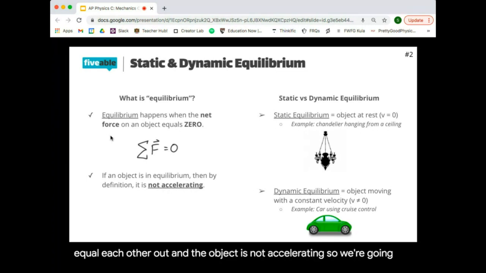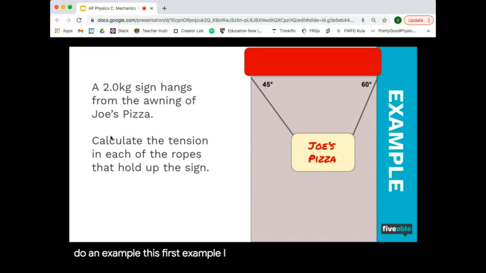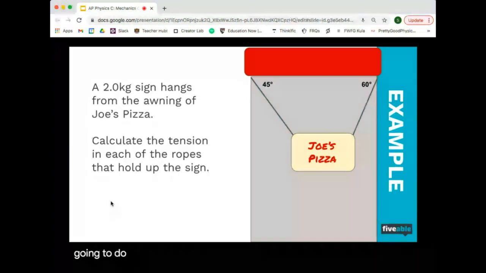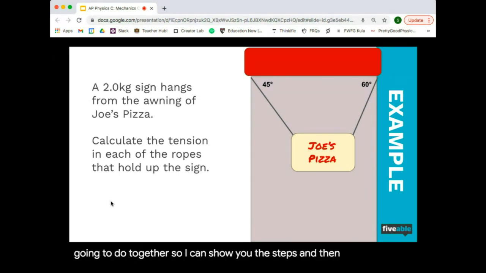So we're going to do an example. This first example I thought I would walk you through. We are going to do some practice questions and some poll questions throughout, but the steps are going to be pretty similar every time. So the first one we're going to do together so I can show you the steps, and then you can practice them a bunch of times later in the stream. So here's our first one.